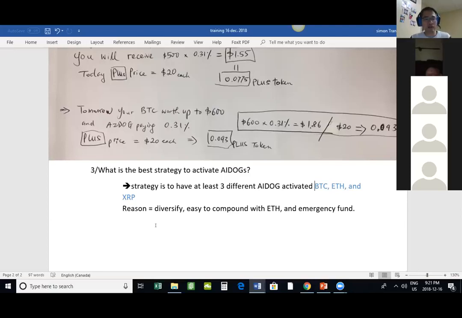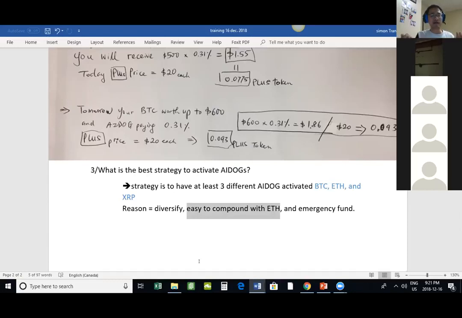So that's why my suggestion, if you have, for example, $1,500 worth of cryptocurrency, is to divide it into 2 to 3 cryptocurrencies, then you are more flexible, right? It's more flexible and more stable. And another advantage, if you have Ethereum in your AI doc, it's easier to compound daily. Because if you have a $500 minimum Ethereum AI doc, and every day you want to do compounding, you can sell your Plustoken and convert it into Ethereum very easily, right?